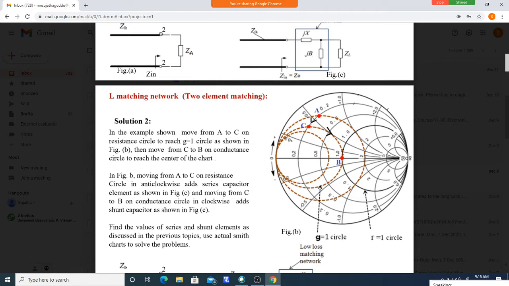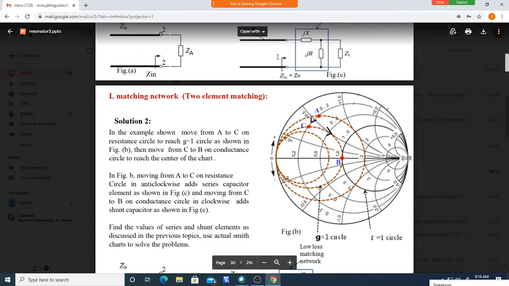Starting from here, you move like this and reach this point. From here, you move here. You started here, you move like this, and then you move like this. So we are moving like this. From here, for example, this is a load given, and I want this impedance between these two terminals looking in this direction.